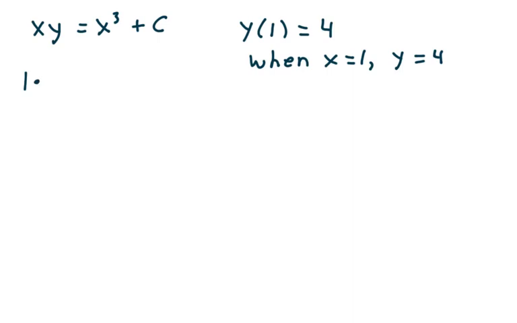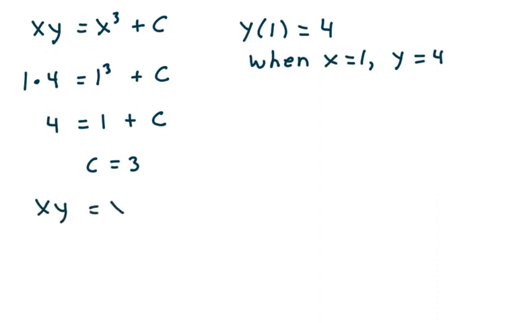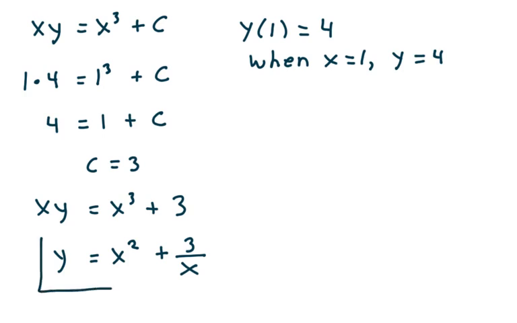So 1 times 4 is equal to 1 to the third plus c. So 4 is equal to 1 plus c, so c is 3. And what that says is x y is equal to x cubed plus 3. And if I solve for y, I get y equals x squared plus 3 over x. And that would be the solution to example 1.